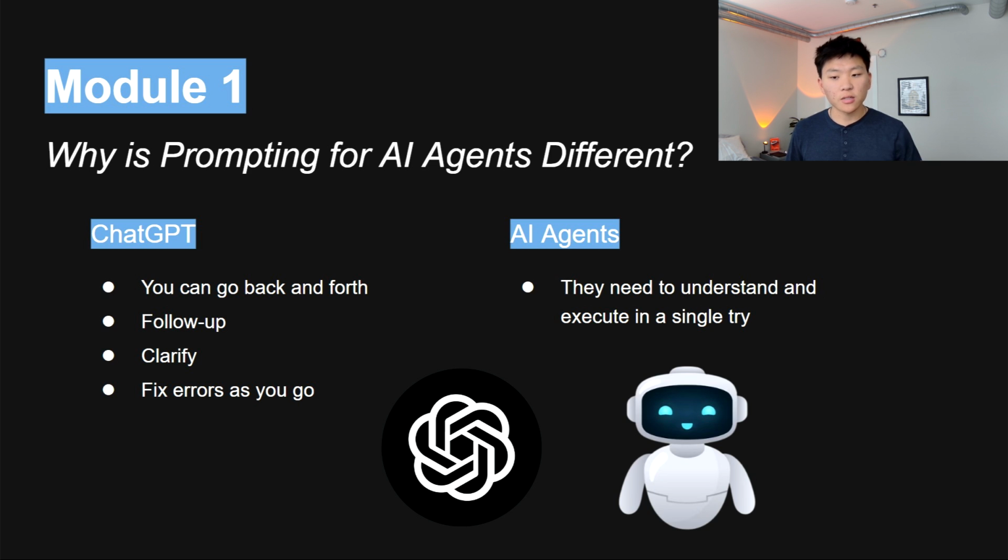Basically it's all about precision and clarity. And by the end of this course, you'll be able to know exactly how to design these prompts to empower your agents to do their jobs autonomously.